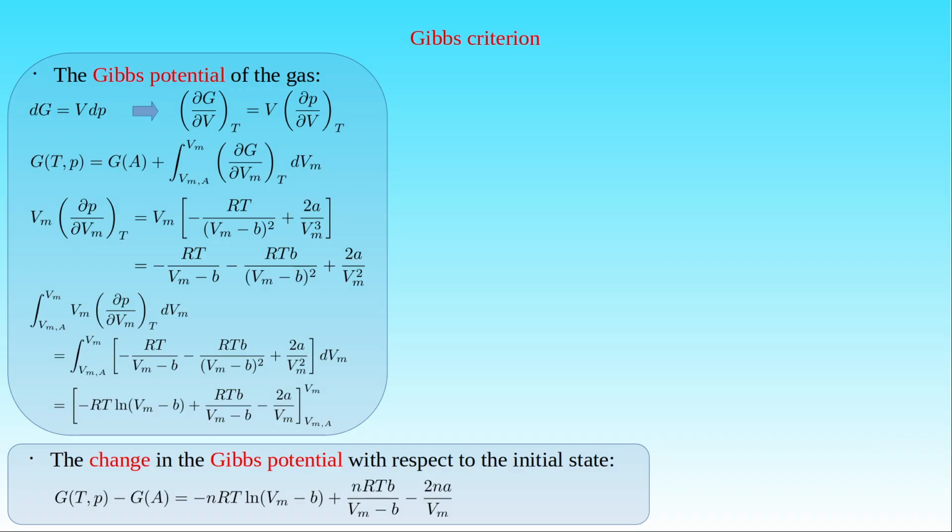This form can be used to determine the free enthalpy of a van der Waals gas along its isotherms passing through the unstable region. Equivalently, one can use the chemical potential μ for the same purpose, since the Gibbs potential in this case is just the product of the number of molecules and the chemical potential.